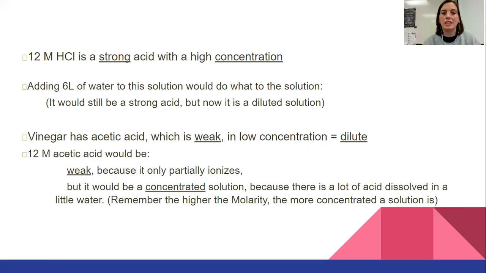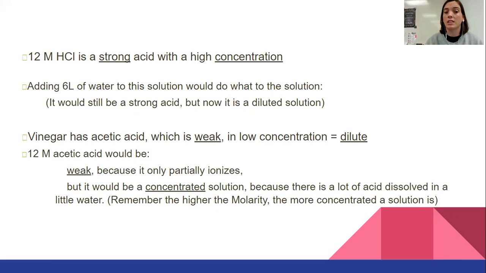If you add 6 liters of water to this solution, it's still going to be a strong acid, because if it's a strong acid in the beginning, it's going to stay a strong acid in the end. That does not change. But because we're adding water to this acid, instead of it being concentrated, we have now made it dilute. Let's go ahead and look at the second one, and then I'm going to tell you some stuff that you should write down.